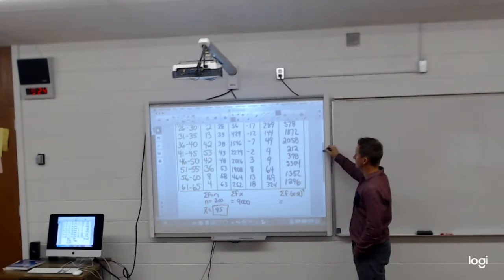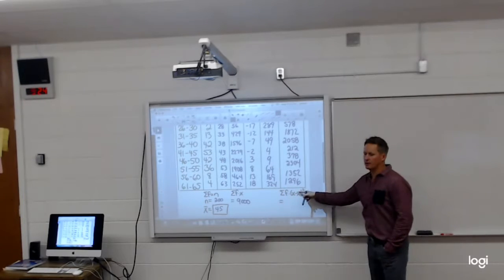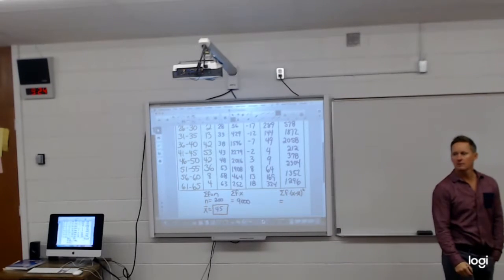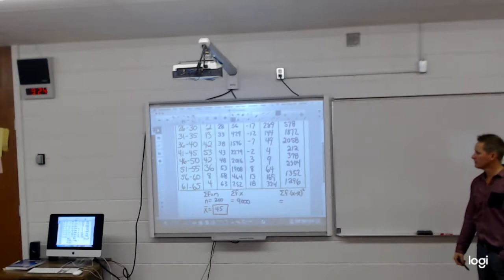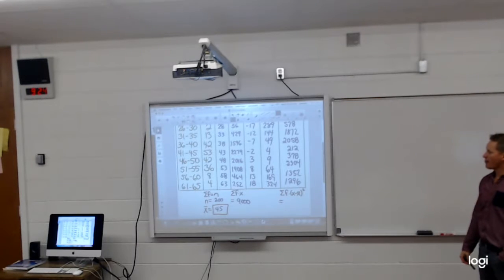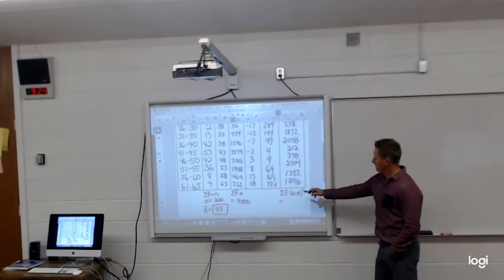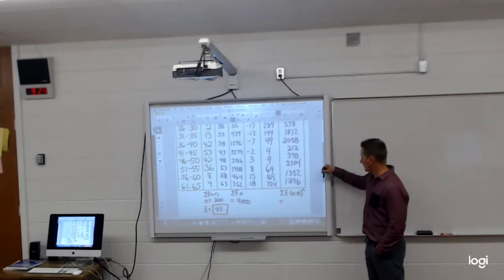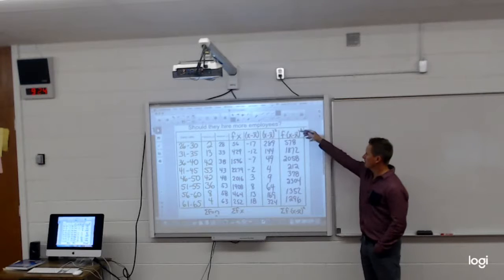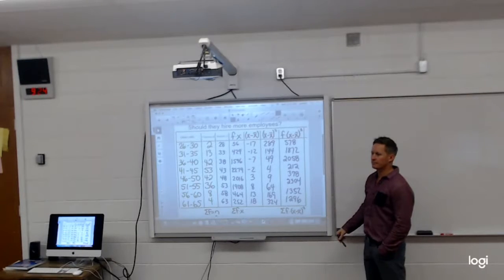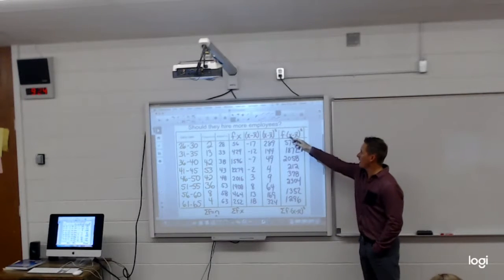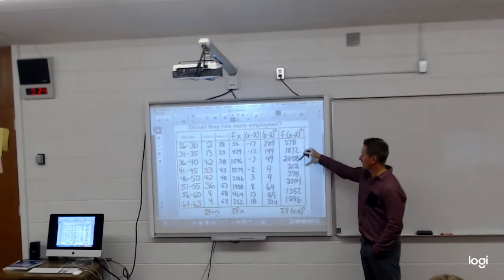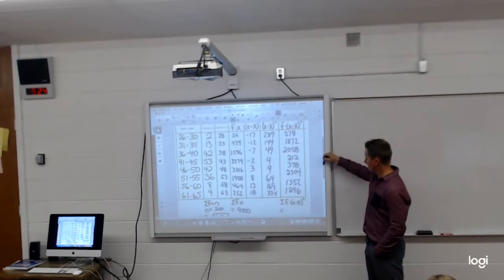What does this tell us to do now? The sum of f times x minus x squared. You're going to add them all together. So the sum of f times x minus x squared. Just got to add that column. That's already f times x minus x squared. So what do I got to do? Add these all together.